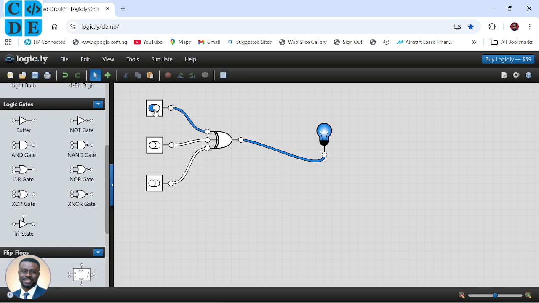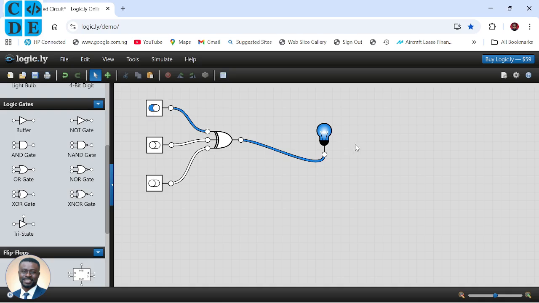But if you have one of them on, the output will be 1. So what you're considering here is the number of ones. Is it an even number or an odd number? In this case the number of ones is 0, and 0 is an even number. When you have an even number of ones, the output remains off. But when the number of ones is odd, the output will be on.